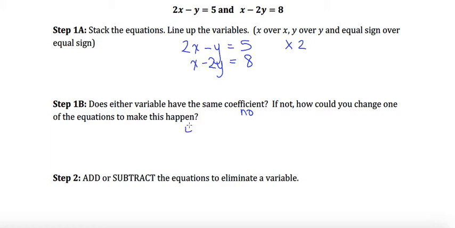I'm going to have 4x minus 2y equals 10. So I've multiplied every single term in this first equation by 2 to get 4x minus 2y equals 10. And I'm going to rewrite my second equation right underneath it. There's nothing I need to multiply this one by because now the coefficients in front of my y's are exactly the same. So we're going to now eliminate the y variable.